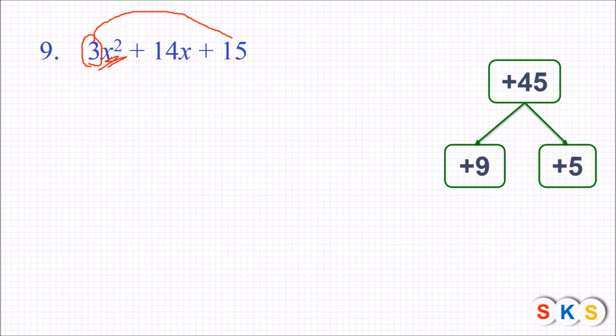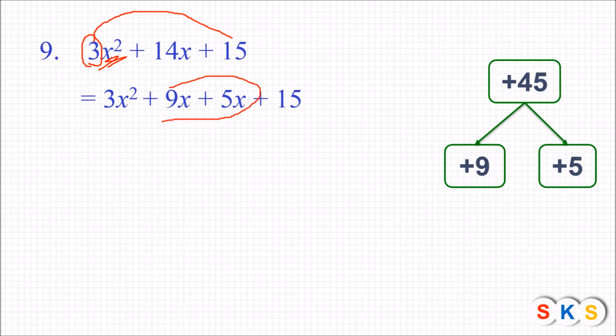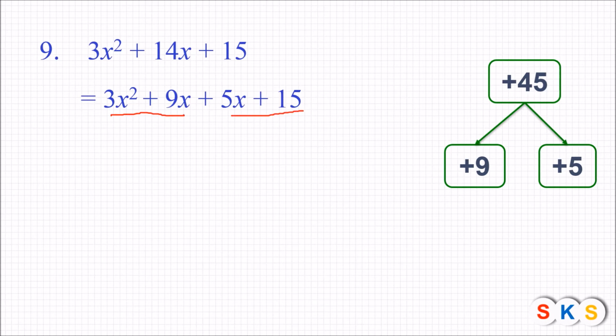And when I add plus 9 with plus 5, I get 14. So I'm going to split the middle term. You can see that I've split the middle term as 9x plus 5x. Correct? 9x plus 5x is equal to 14x. After splitting the middle term, we will make groups of binomials. This is your first group of the binomial and this is your second group. After making the groups, we will find the common factor in each.